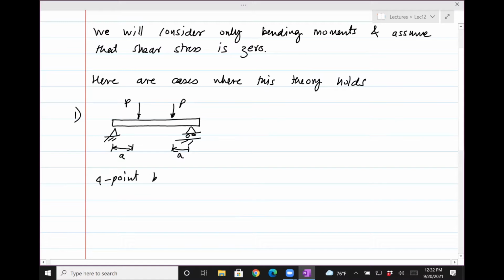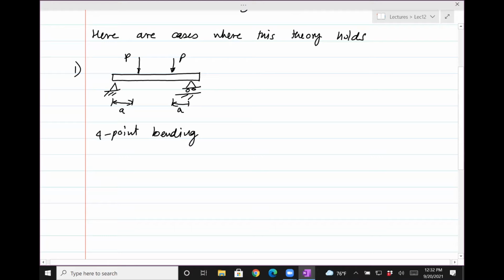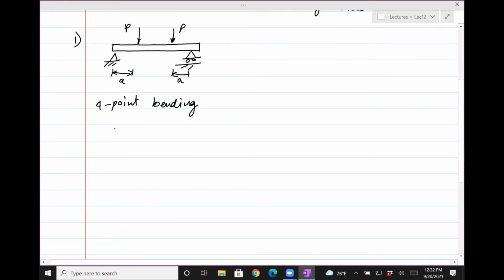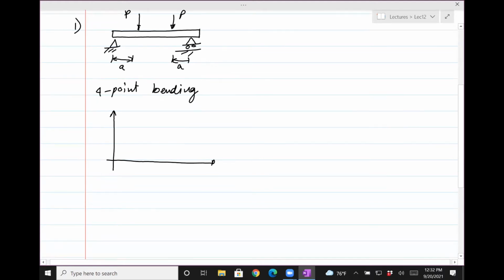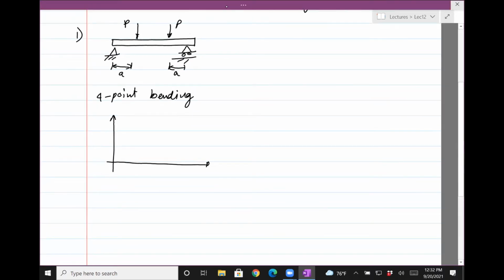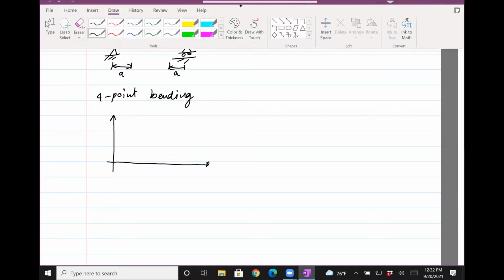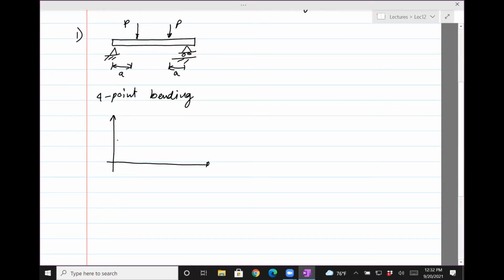It's a very famous setup used to test for failure of material by pure bending moment. That's because if you look at the shear force and bending moment diagram, the shear force diagram will look something like this. The left side will have a positive shear, and then it'll all be zero. And then when it reaches the other P, it'll be a negative shear force. So it's zero here, P here, and then of course, minus P here.